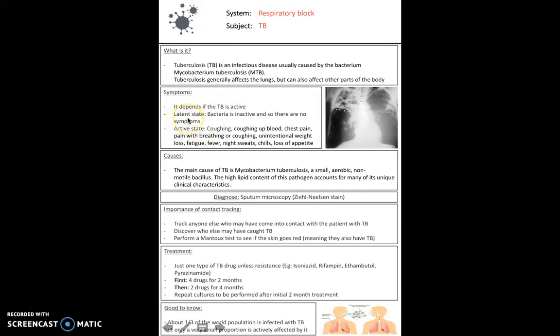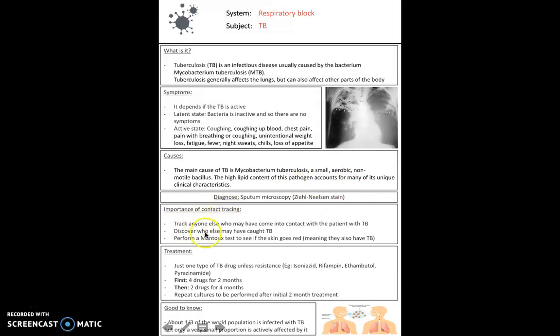It could be the latent stage, which is where the bacteria is inactive, so it's not causing any symptoms in the host. Alternatively, you could have an active state where the patient is exhibiting signs and symptoms, such as coughing, hemoptysis, chest pain, or pain with breathing, and so on. As we've said, the main cause is Mycobacterium tuberculosis, which is a small, aerobic, non-motile bacillus. The diagnosis for this condition is sputum microscopy, or a Ziehl-Neelsen stain in its formal name.